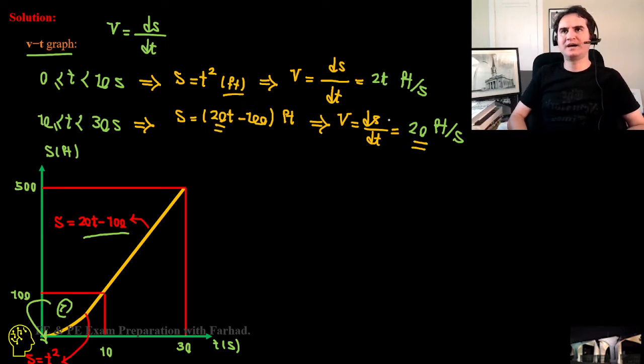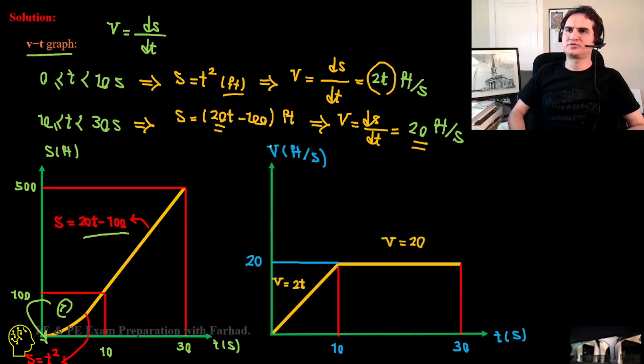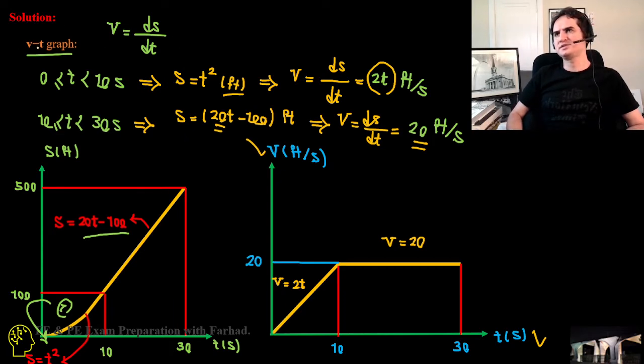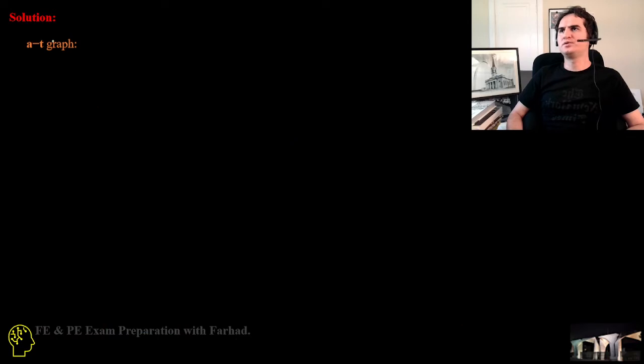As soon as we have the two-part velocity, we can easily draw velocity versus time, which is a sloped line for the first part with a slope of 2 times t, and a constant line for the second part from 10 seconds to 30 seconds with the numeric value of 20 feet per second. That's the construction of the velocity versus time graph. Now let's go to the acceleration versus time graph.